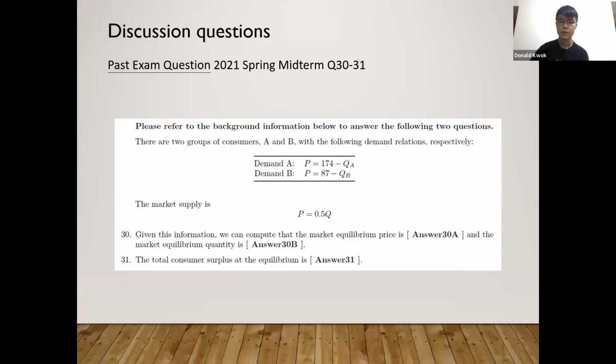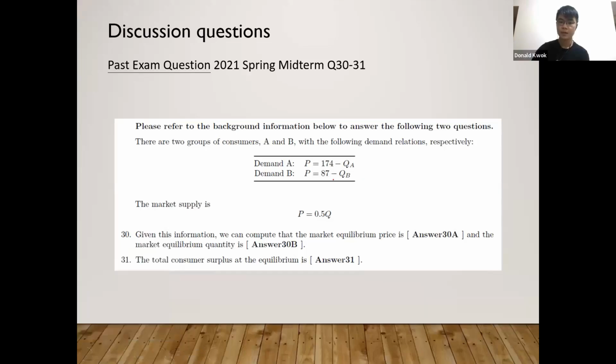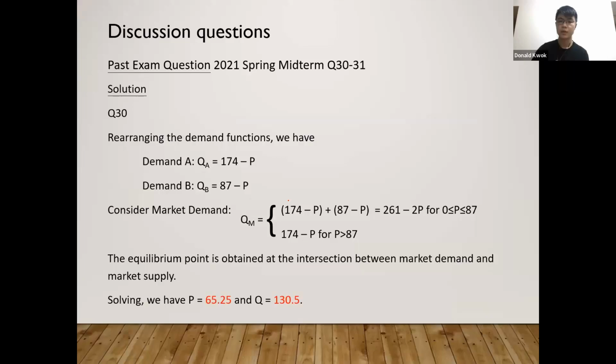Okay, so for question 30, we need to find out the market equilibrium price and market equilibrium quantity. So it is actually find the intersection between the combined market demand and the market supply. So again, we need to derive the combined demand curve first, and it will be kinked. When the price is above 87, then only group A is buying positive units, but not group B. While if the price is below $87, then both groups A and B are buying positive units. So this is why we need to express the market demand curve into 2 expressions.